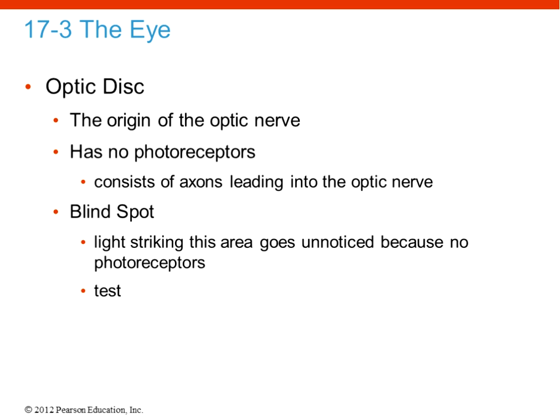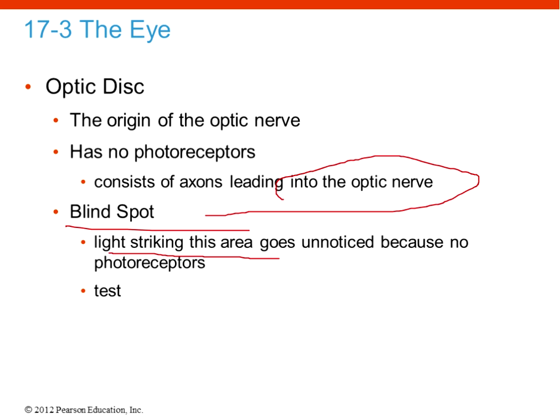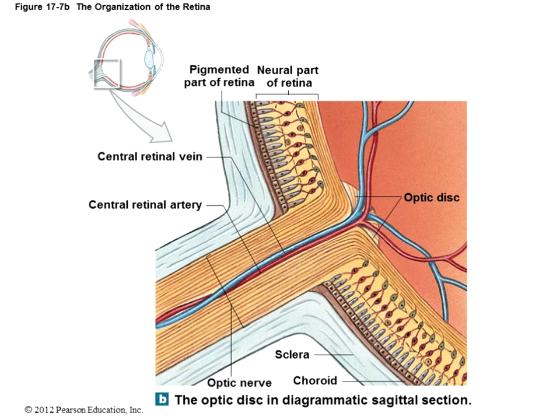All right, so as I said, all of these photoreceptors and other ganglionic nerve cells in the retina and other components, all their axons then exit out the back of the eye in what's called the optic nerve. And where that originates, it's called the optic disc because there are no photoreceptors there. This is only axons leading into the optic nerve. So as a result, you create this blind spot because light striking this area goes unnoticed because there are not any photoreceptors in this location. So you can do a little test in your book that shows how that works. But here is a really great image where you can see this at work.